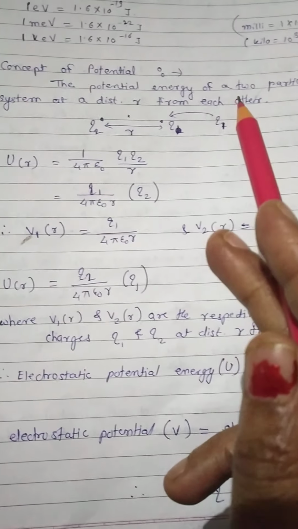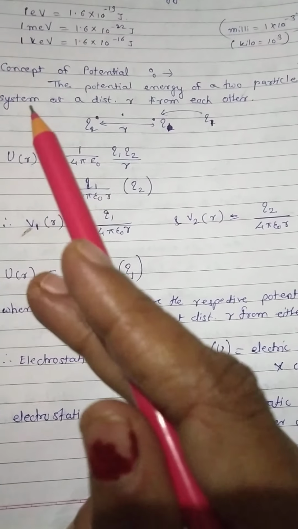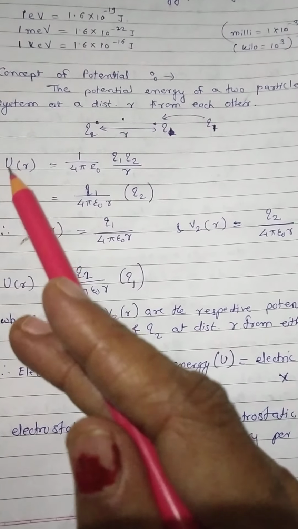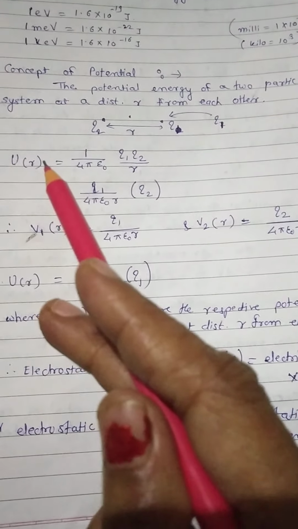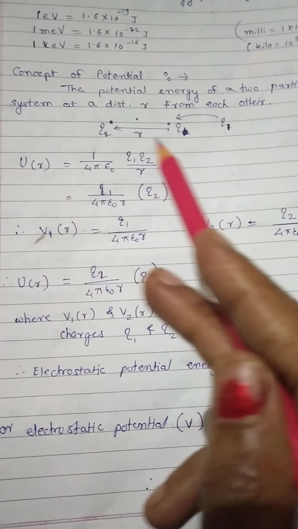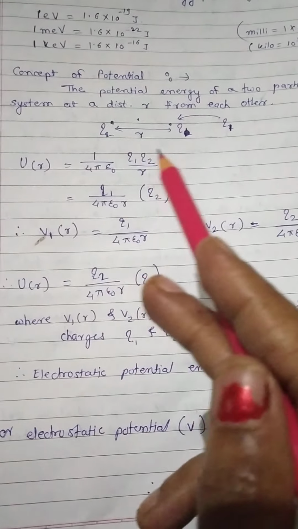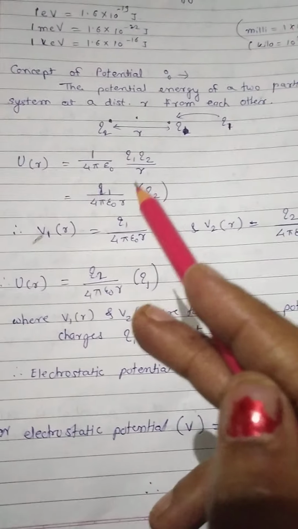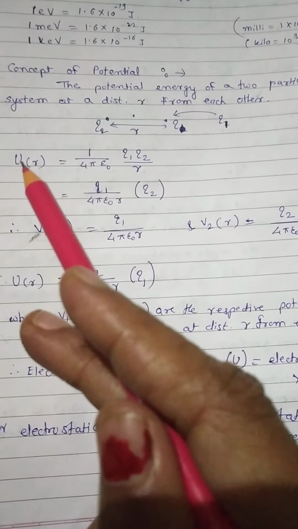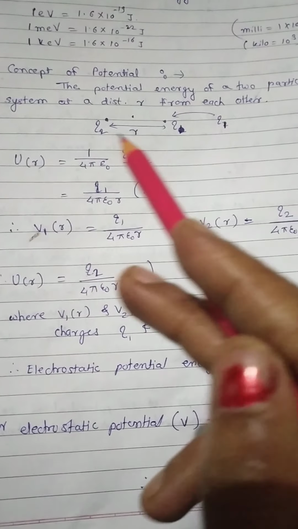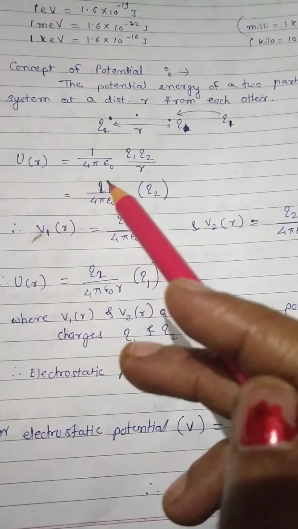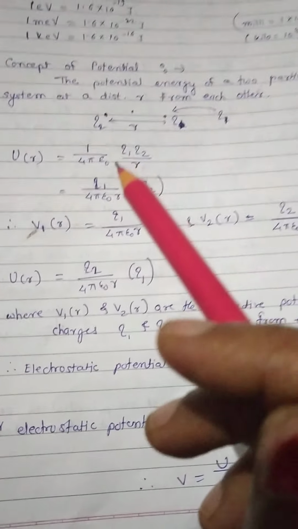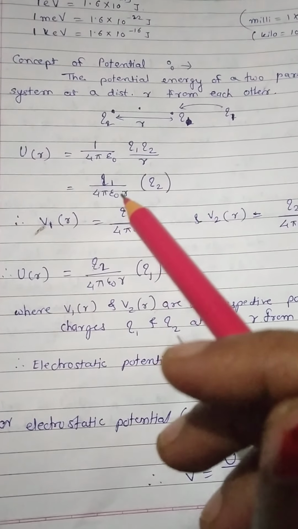So the potential energy of a two particle system at a distance r from each other is U. R is the distance between the two charges, so the energy at this distance is 1 upon 4 pi epsilon naught Q1 Q2 upon R. This formula can also be written in the form Q1 upon 4 pi epsilon naught R into Q2.